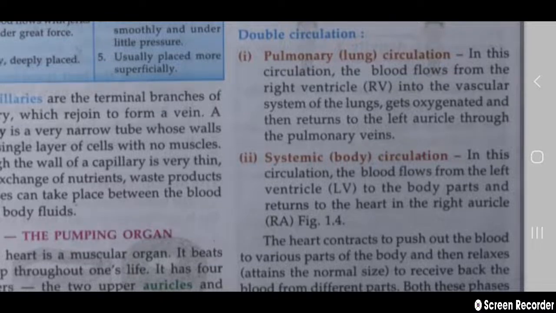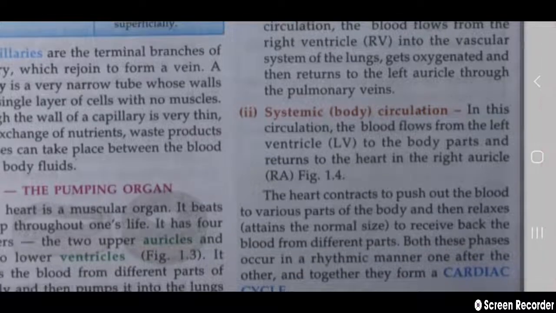First one, now double circulation. Pulmonary circulation, we shall say first. In this circulation, the blood flows from the right ventricle into the vascular system of the lungs. There, deoxygenated blood is made oxygenated and then returns to the left auricle through the pulmonary veins, and it is supplied to all the parts of the body. And systemic circulation: in this circulation, the blood flows from the left ventricle to the body parts and returns to the heart, to the right auricle.